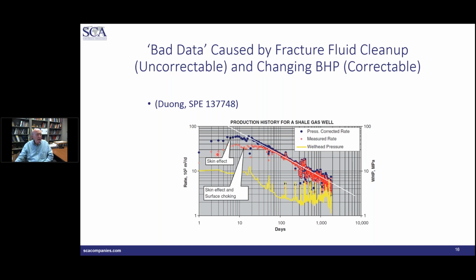And this is illustrated on this graph, which I've taken from a paper by An Duong. If you want to look up the paper, I've given you the reference number on the slide. This is a log-log plot of rate versus time. These are data from a well in the Barnett Shale. And the red dots shown on this graph, these are measured rates for this well.